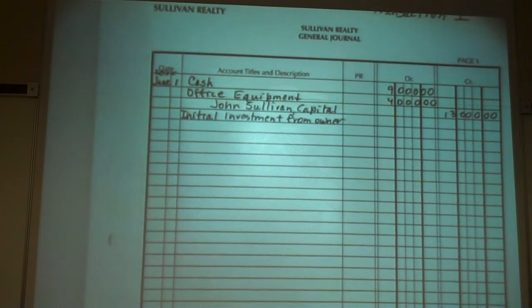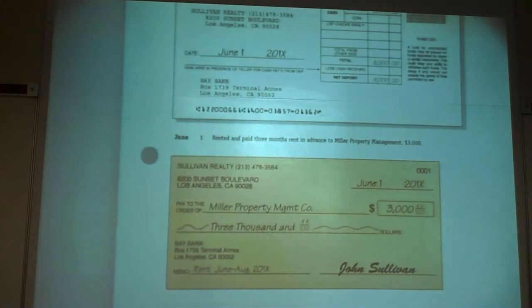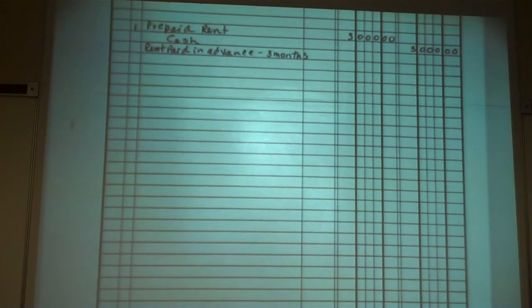Are we ready to look at the second one? On June the 1st again, it says we rented and paid 3 months rent in advance to Miller Property for how much? $3,000. Let's skip a line. What's going to be our debit in that transaction? Prepaid rent. Because cash is what? Credit. Our credit. All right, there we go. So skip a line. And we just need the day. It's still the 1st.